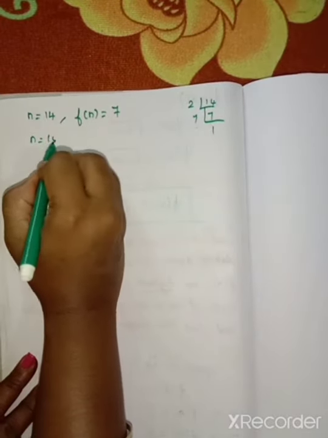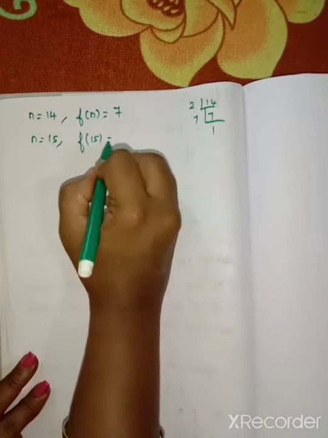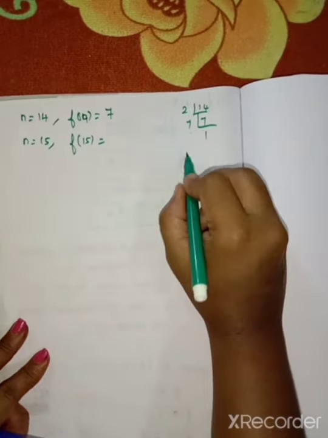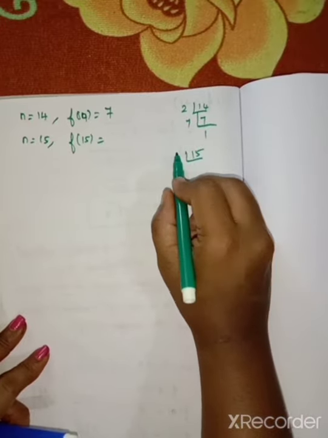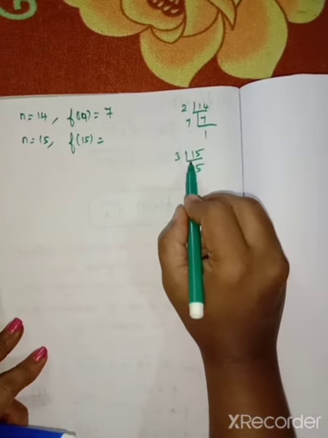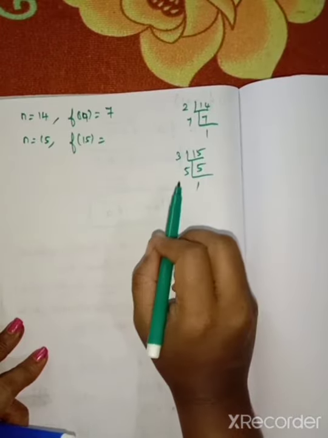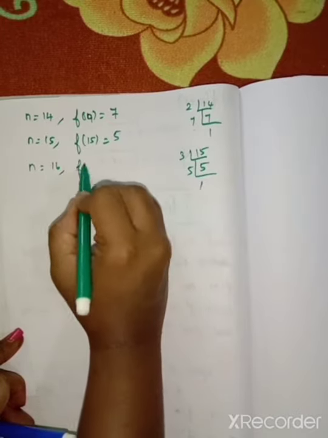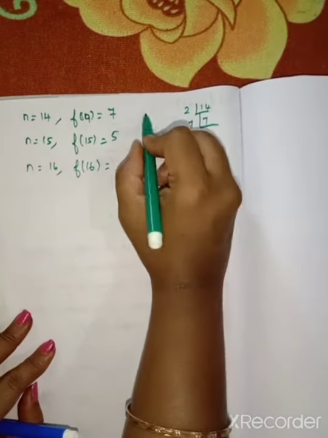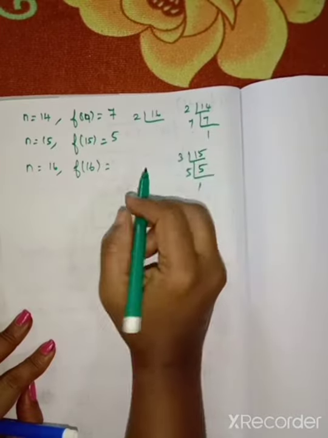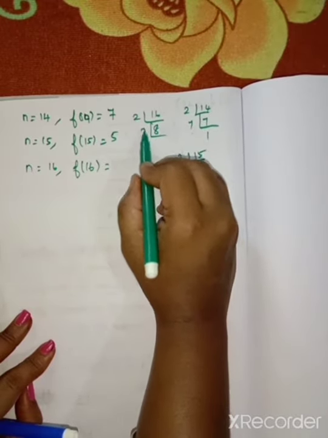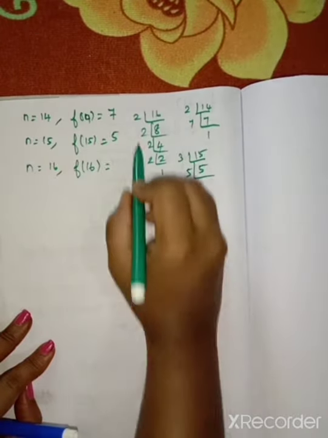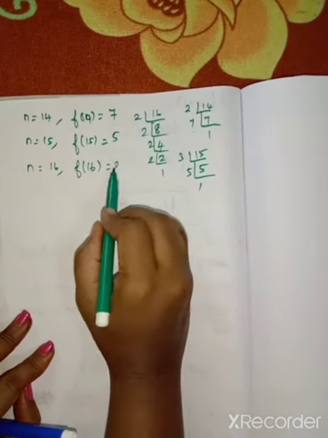So n equal to 15. F of 15 we want to find. This is in the 3 table. 5 3s are 15, then 5 1s are 5. So here the highest one is 5. Then n equal to 16. F of 16, we want to do that in the 2 table. 8 2s are 16. Again 2 table, 4 2s are 8. Again 2 table, 2 1s are 2. So all the ones are equal, so you just have to write only one time.